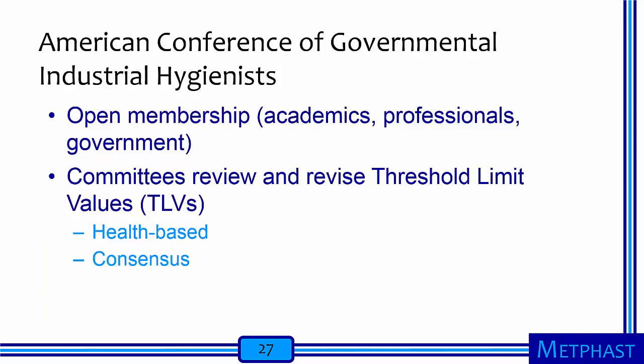Now let's turn our attention to the American Conference of Governmental Industrial Hygienists. They started out as a group that was limited to government employees, and now their membership is open and there is representation from academics to professionals to government employees. There are committees within ACGIH that review and revise threshold limit values, TLVs. TLVs are health-based consensus occupational exposure limits.